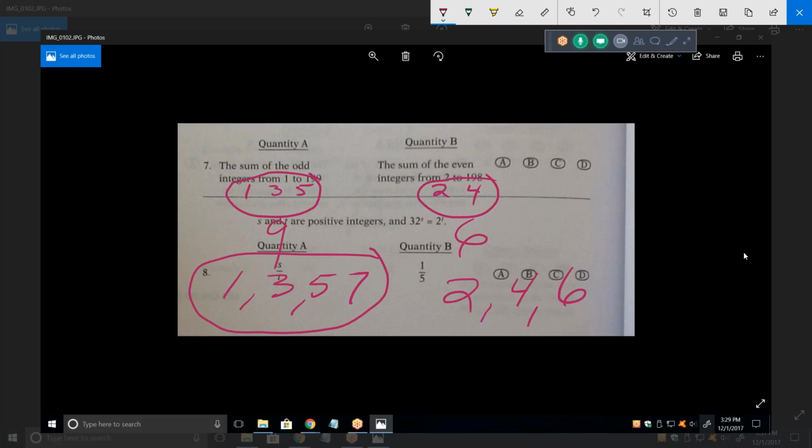Which one is bigger? Group A. Always. Bigger there, bigger there. It's going to be bigger even if we go from 1 to 99. Right.